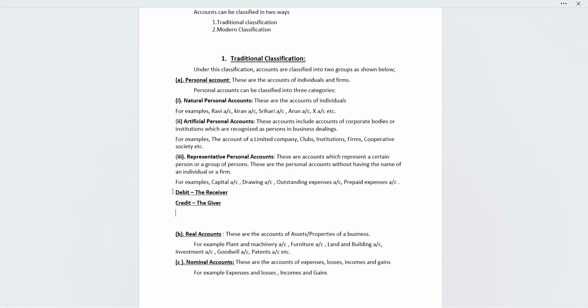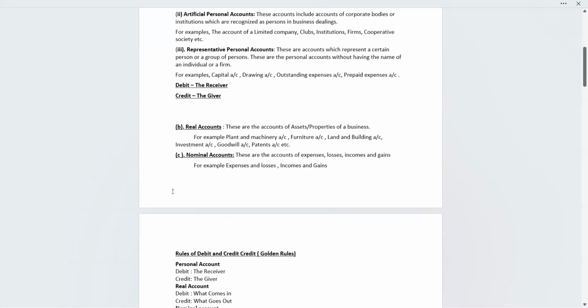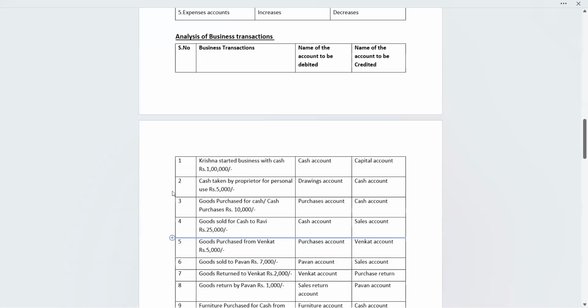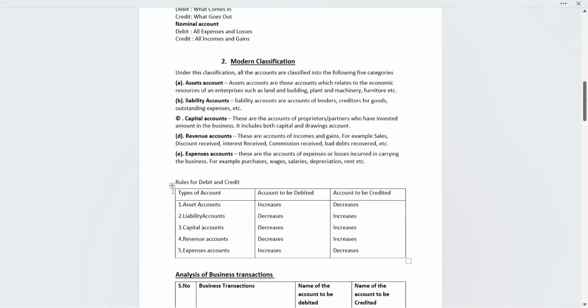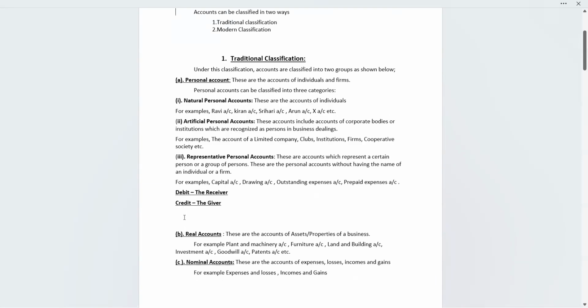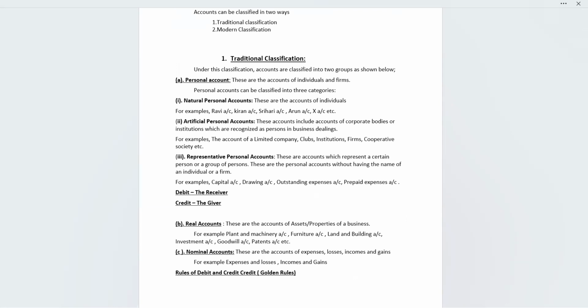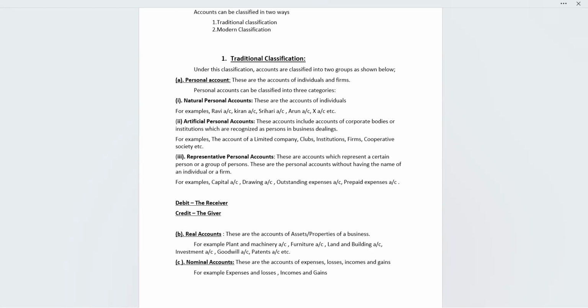Suppose I am explaining some examples here. Many examples are there. Later I will explain. Just listen. Next, these are the personal accounts. In the personal rule, debit the receiver, credit the giver. That is the personal account rule.